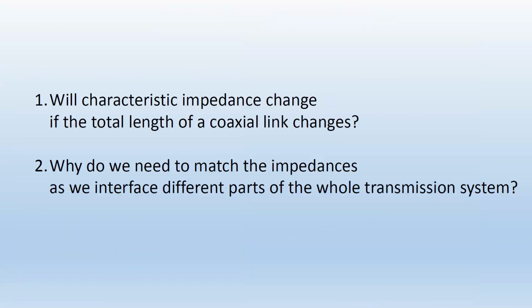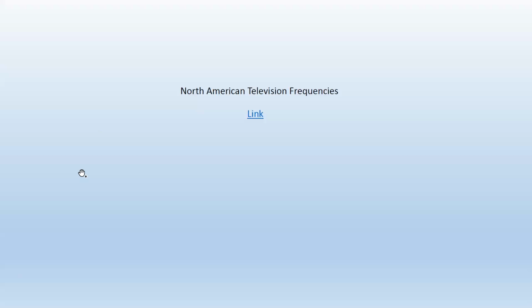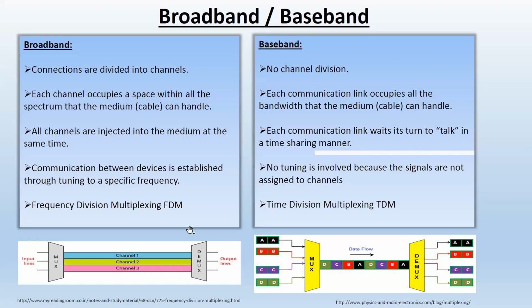So, see that RG58 will be the best for that one because it has the 5,000 megahertz bandwidth. It can carry a lot of carriers. You can chop the bandwidth into many different sections. You can have many more channels than RG6, which is just 1,000 megahertz. Right? All right.